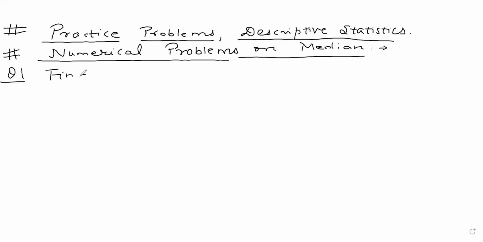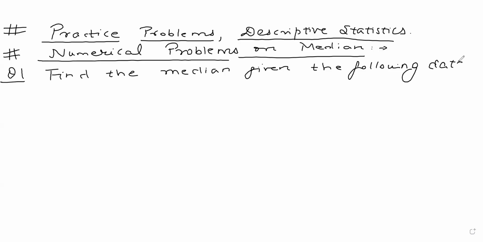Find the median given the following data. Okay, so we are given some individual observations, 8, 20, 50, 25, 15, and 30. These are some individual observations.